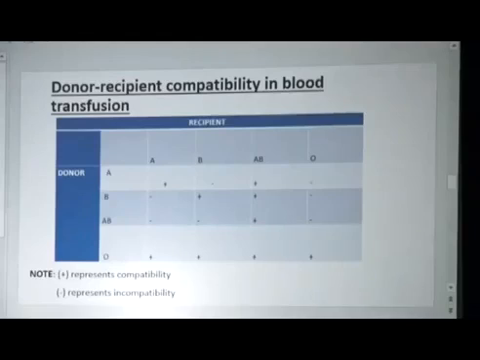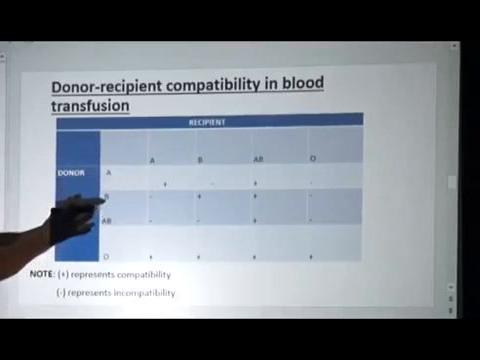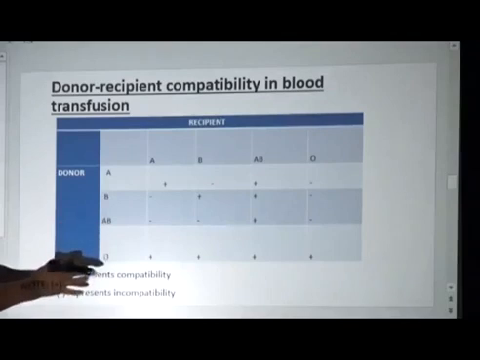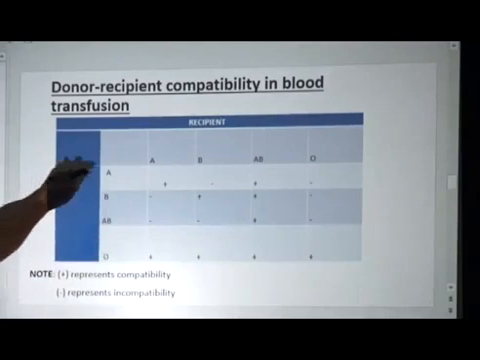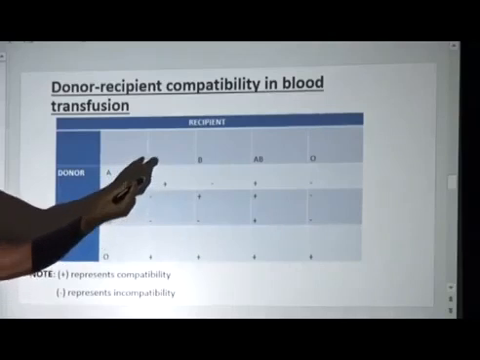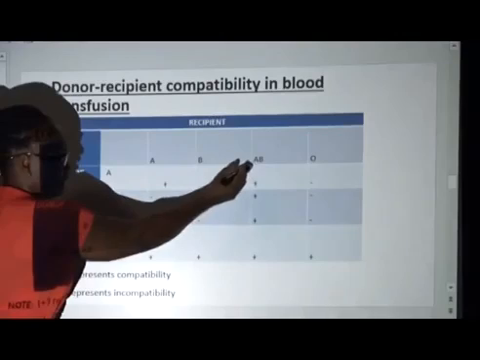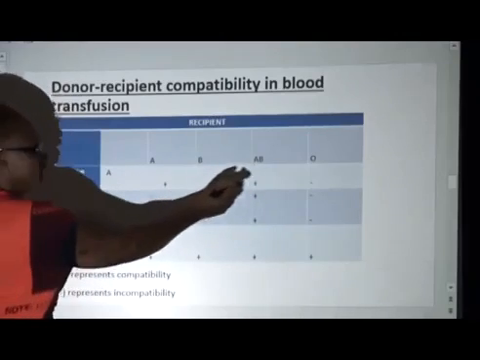Let us now look at the donor-recipient compatibility in blood. The donor, A, is having blood group A, B, AB, O. Blood group A can donate to A. It cannot donate to B. It can donate to AB because of the presence of this A here. A cannot donate to O.